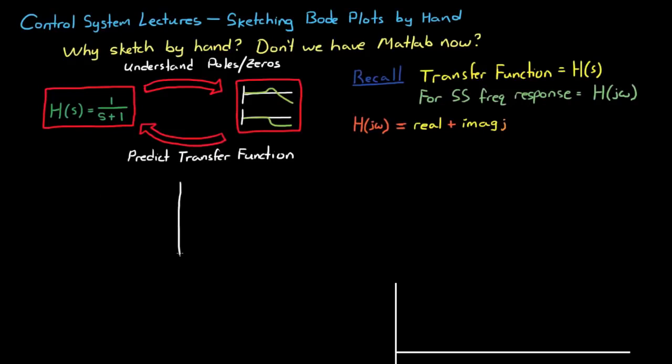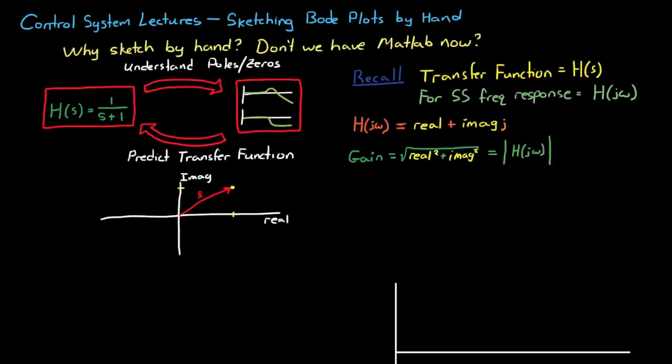If we were to plot this on a real and imaginary axis, where the real component is just drawn on the horizontal line and the imaginary component is drawn on the vertical line, the gain of the transfer function for that particular frequency is just the length of the line from the origin to that point on the real imaginary axis. That can be written as the square root of the real part squared plus the imaginary part squared, or in shorthand notation you can just put these two vertical lines around it, which means the magnitude of H(j omega). And the phase is just the angle of the vector off the positive real line.